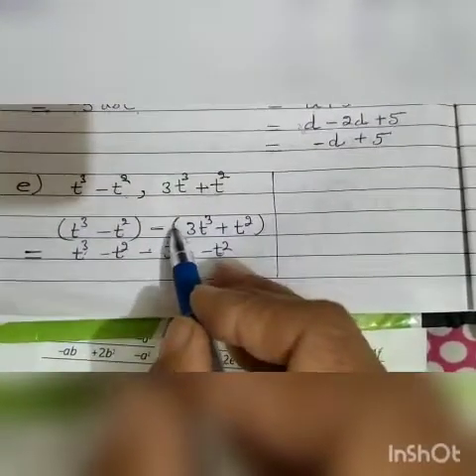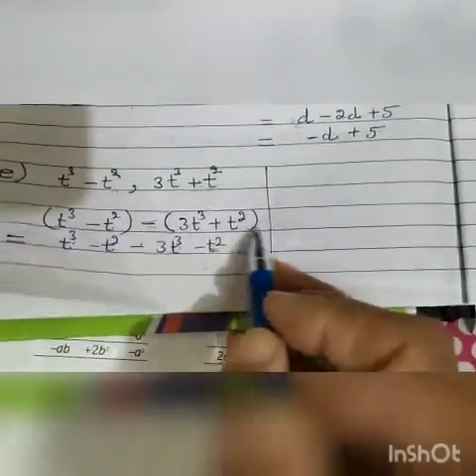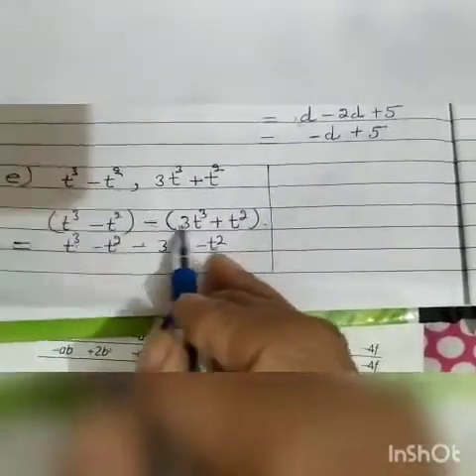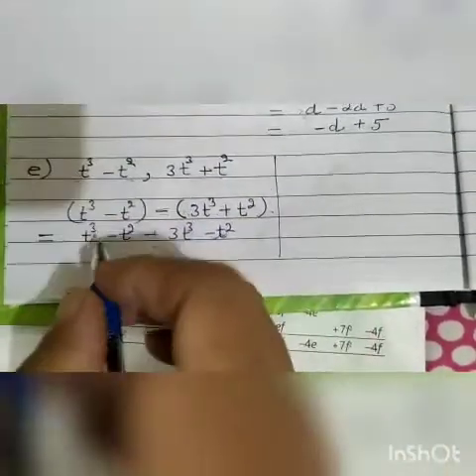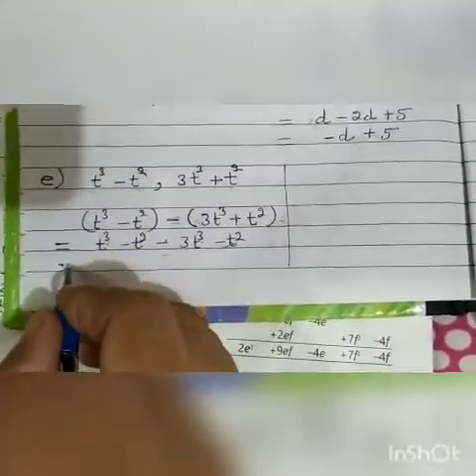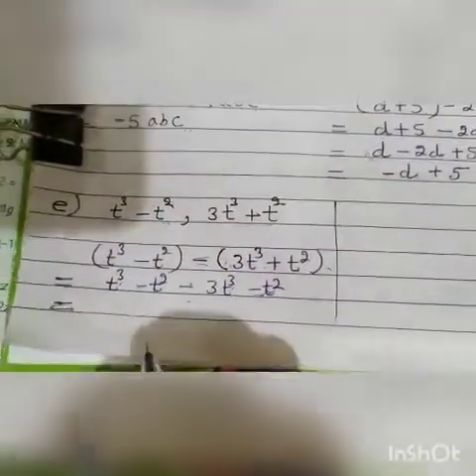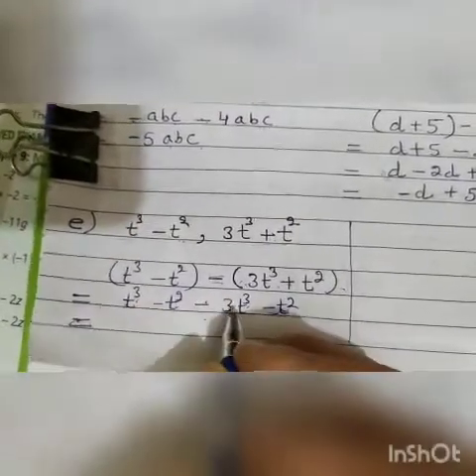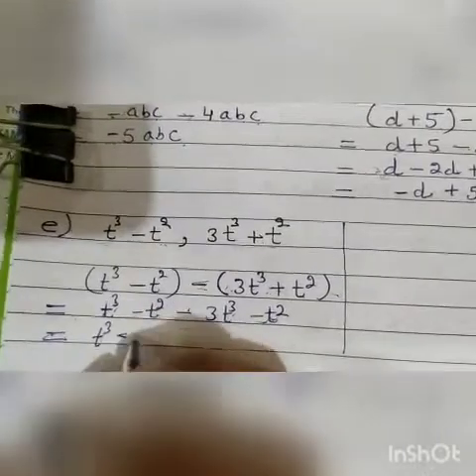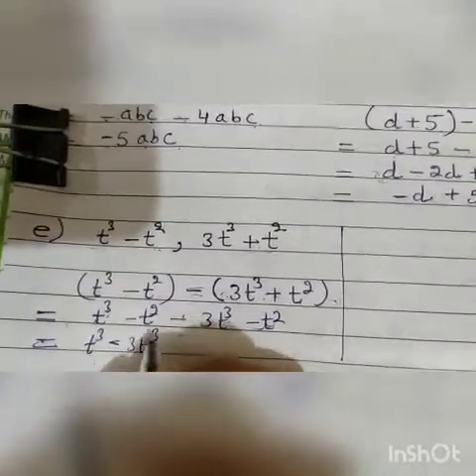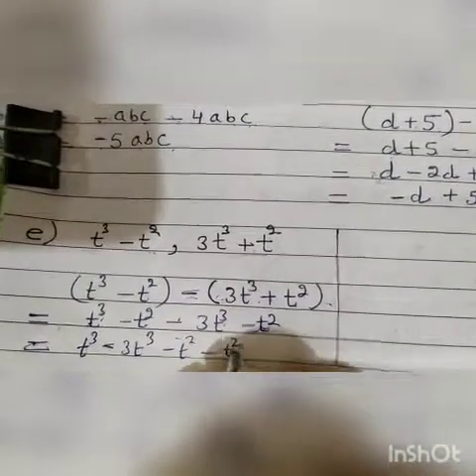You know, if out of the bracket is minus sign, then when we remove this bracket, this sign will change. It will be written as minus 3t cube and minus t square. Now what we will do? We will write these two like terms together: t cube minus 3t cube minus t square minus t square.